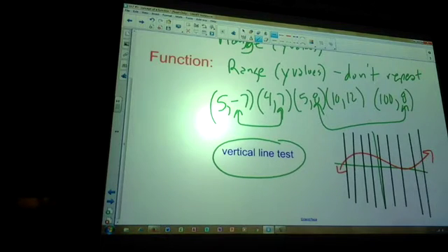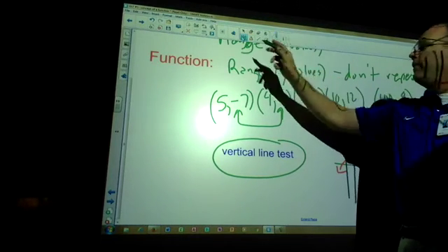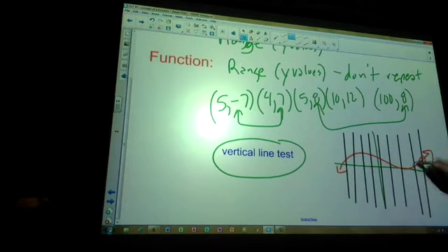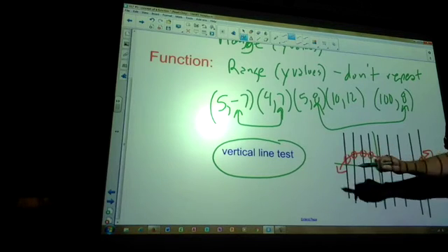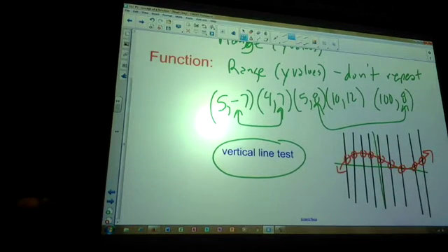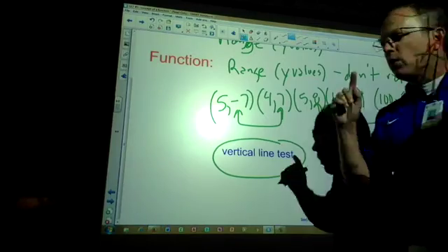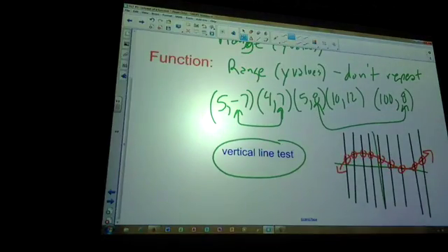If the vertical line only crosses the line at most one time, your relation is a function. Okay, so let me repeat that. If any vertical line drawn crosses your graph only one time, any vertical line, no matter whether it's all the way that way, all the way this way, if you can draw infinite vertical lines, if those vertical lines only touch the graph one time or cross the graph one time, you have a function.